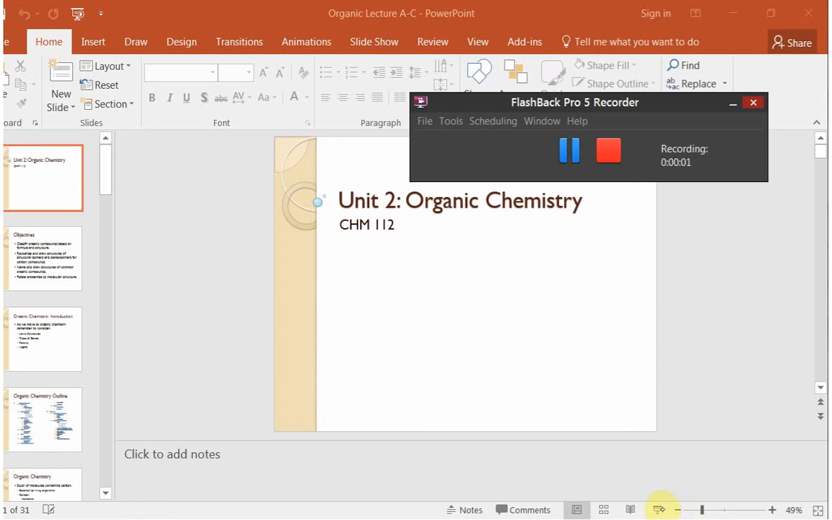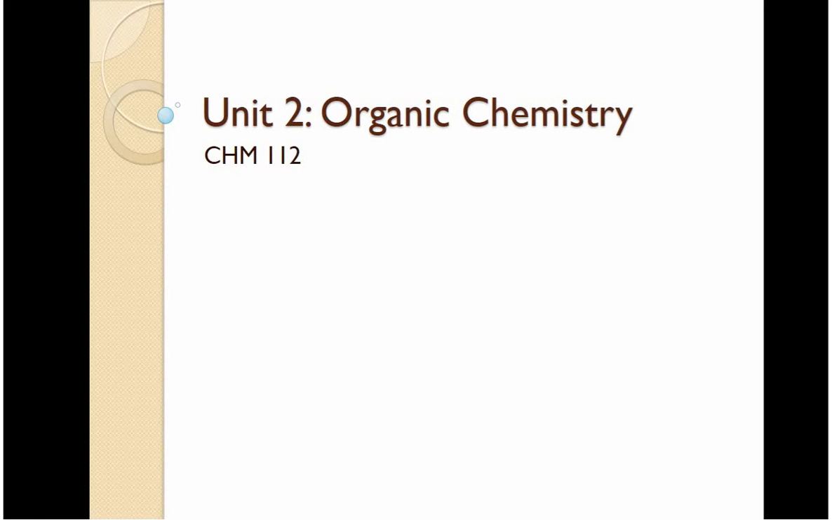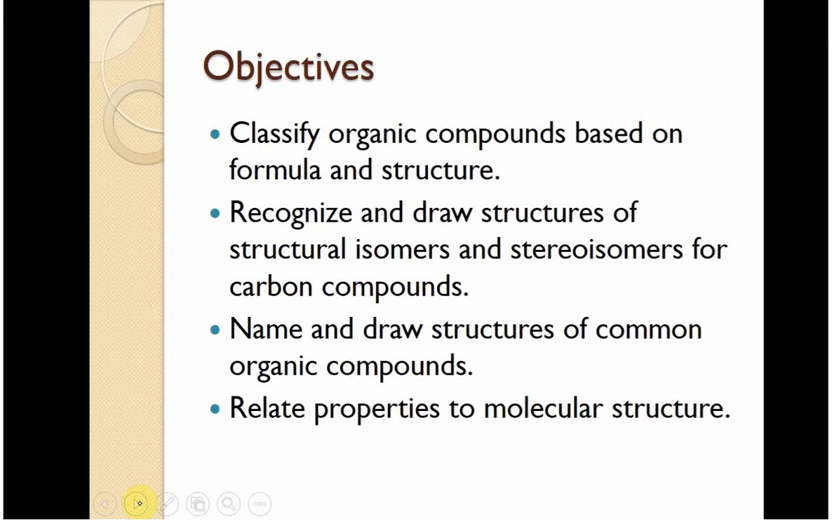Hi everyone, this is part one of the video for organic chemistry. We just finished up the Chem 111 review, and now we're going to be moving into the learning outcomes for this unit. Here, we're going to really be looking at organic structures, and just beginning, we're going to start with classifying them. We are going to have quite a bit of naming and drawing of those structures. We're going to deal a little bit with structural isomers and stereoisomers, and we're going to get into the properties of all these classifications of compounds.